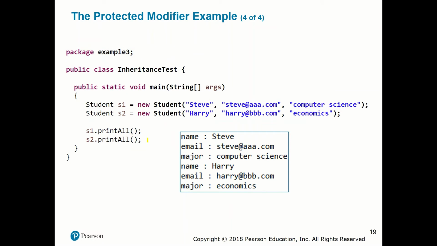And this is the main method. In the main method, 2 objects are created, S1 and S2. So name, email, and major like this. And then print all method is called, so print the information of these two objects, like this.